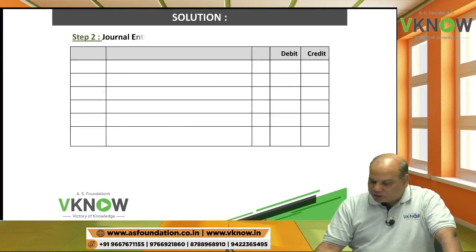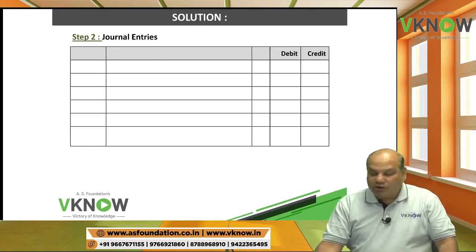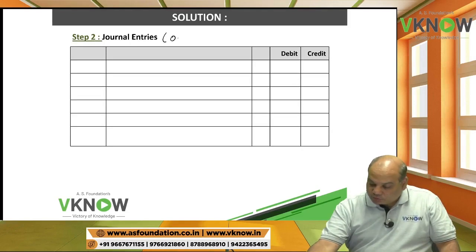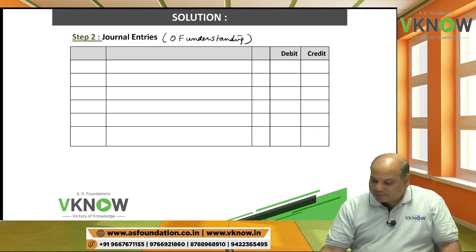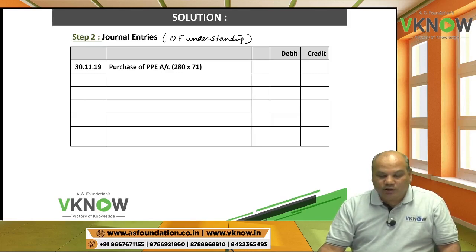Now write down journal entries. Journal entries are not required in the exam. This is only for understanding. So what is the journal entry we will pass? Again we'll pass two entries, one for purchase of computer and the other for exchange gain.